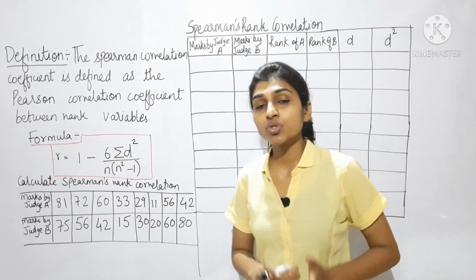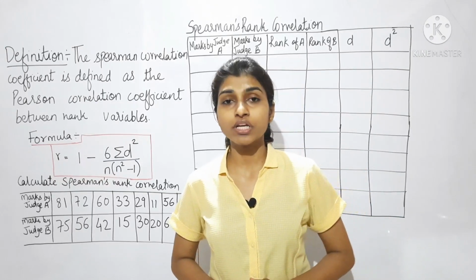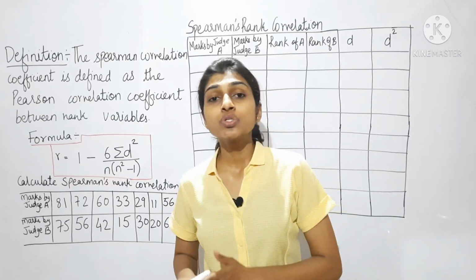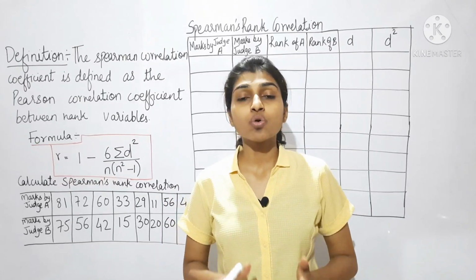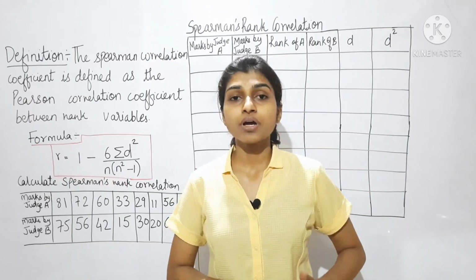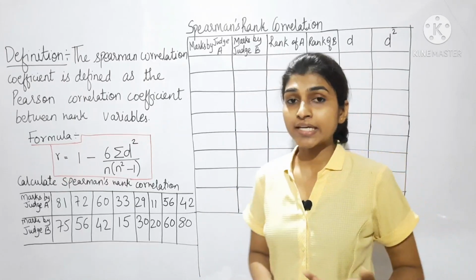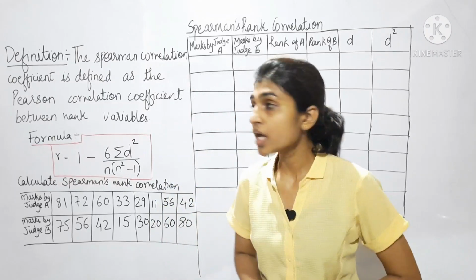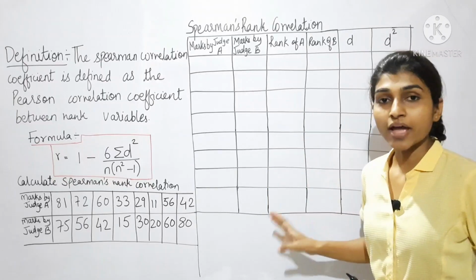Basically, both the Karl-Pearson coefficient of correlation and rank correlation are used to know the correlation between two variables, how these two variables are correlated to each other. So by the methods of scatter diagram, Karl-Pearson coefficient of correlation and rank correlation, we can easily find the correlation between the two variables. Okay, so now let's see the definition of Spearman's rank correlation.